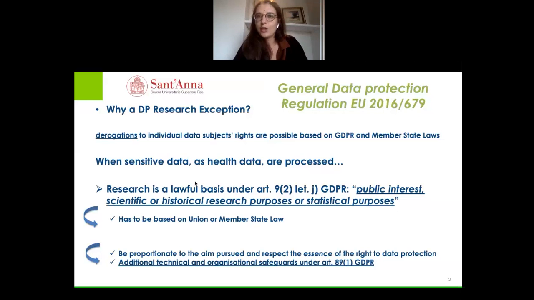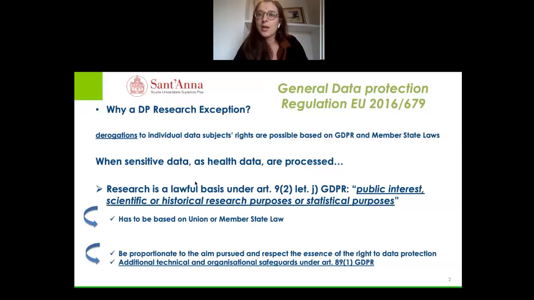Under the General Data Protection Regulation, special categories of data are specifically taken into account. Special categories of data are sensitive personal data, as for example health data or personal data about race or ethnic origins. And under the General Data Protection Regulation, these special categories of data are generally prohibited. The processing of this kind of data is generally prohibited, except for some conditions which are laid down under paragraph 2 of Article 9, which lays down some lawful bases for the processing of these special categories of data. And among these lawful bases, it is extremely interesting to find an explicit reference for research.